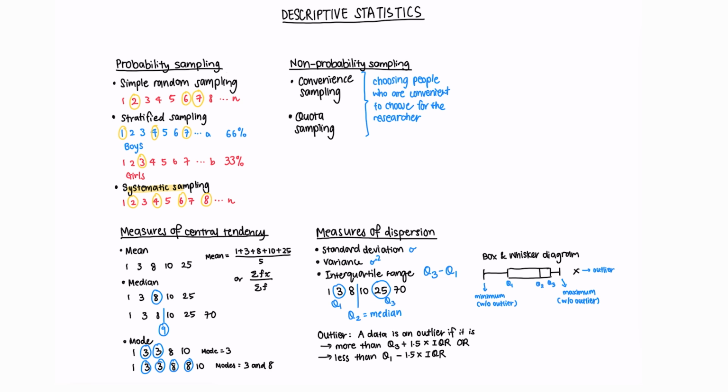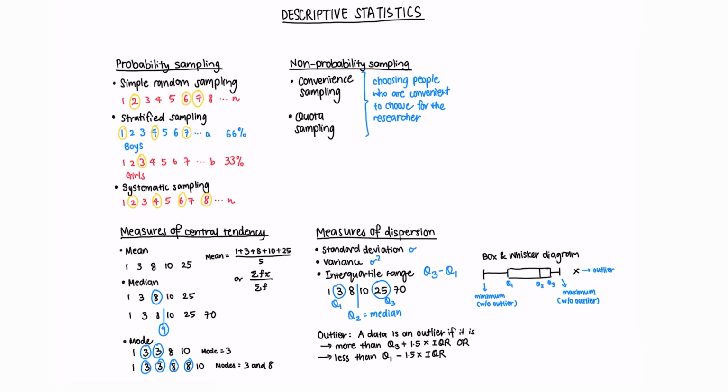And finally, we have systematic sampling. This is about choosing people in a population very systematically. So let's say every second student over here will be chosen for my sample. Now, we'll be moving on to non-probability sampling.